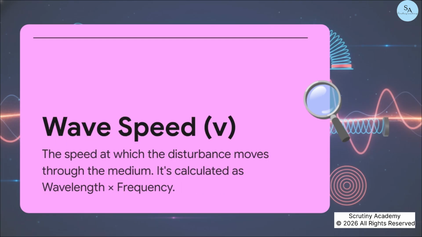And our final fingerprint is wave speed. This is exactly what it sounds like. How fast is that disturbance, that energy, actually traveling through the air or whatever medium it's in? And what's so cool is how it connects to our other fingerprints with a simple but incredibly powerful equation. The speed of a wave is just its wavelength multiplied by its frequency. This is a core rule in physics, so it's a great one to remember.